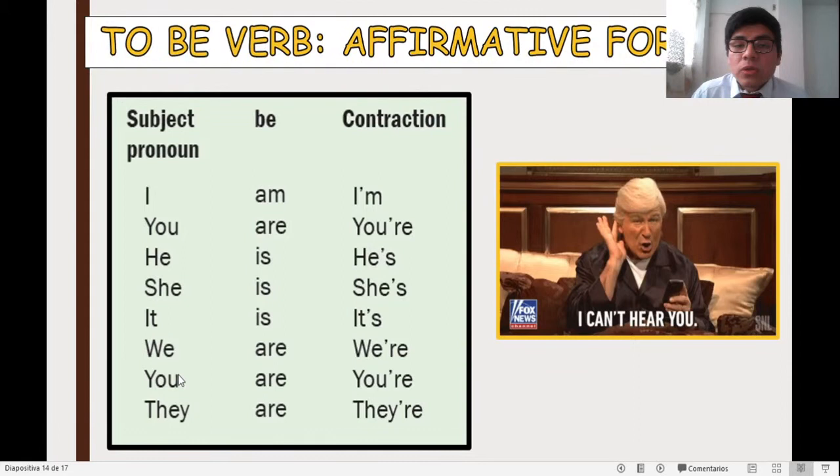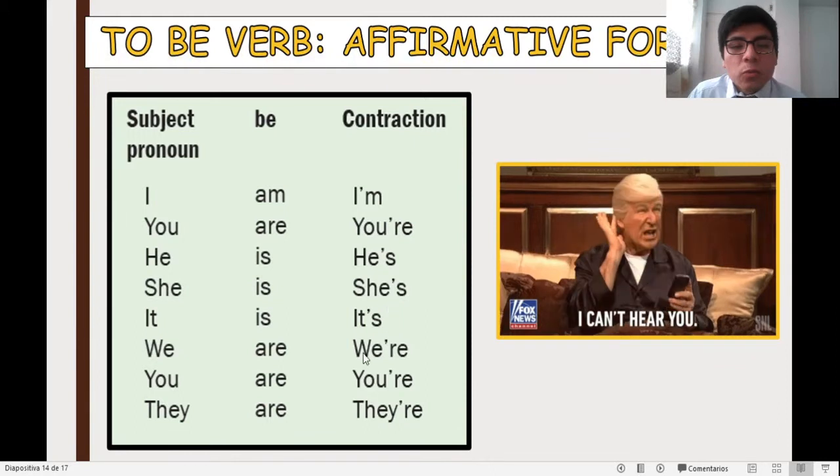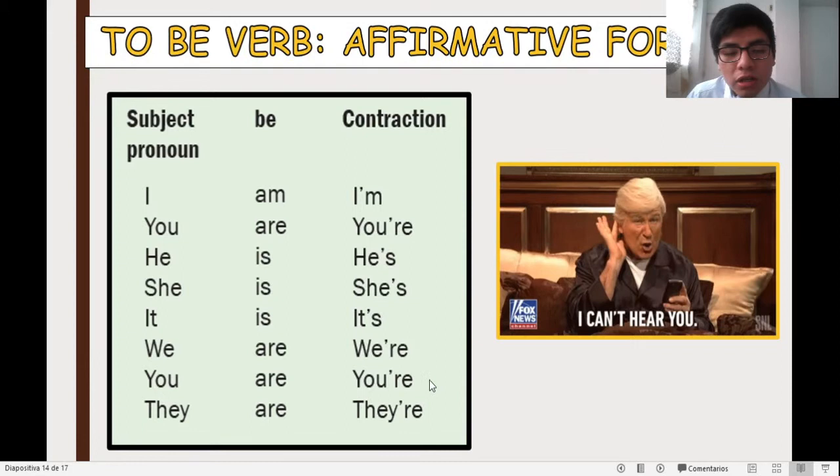This is I'm. This is you're. This is he's. This is she's. It's not cheese, no. It's she's. This is it's. This is we're. This is you're. And this is they're.